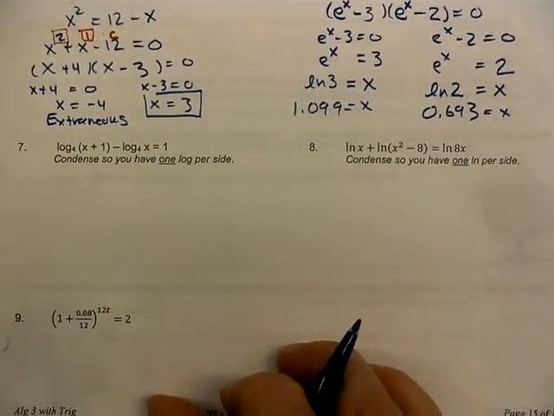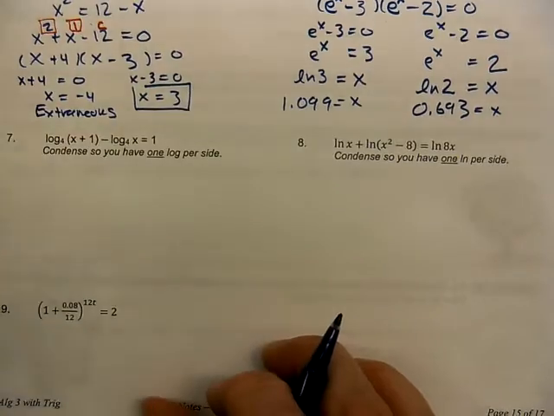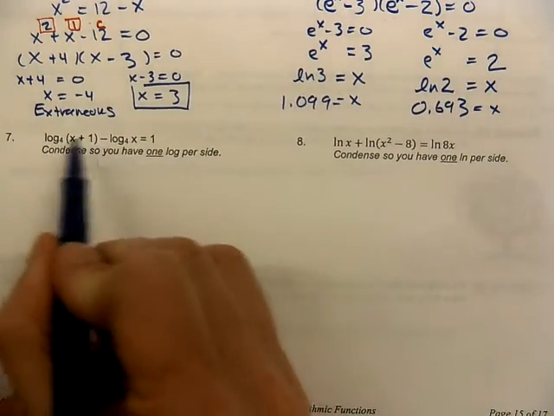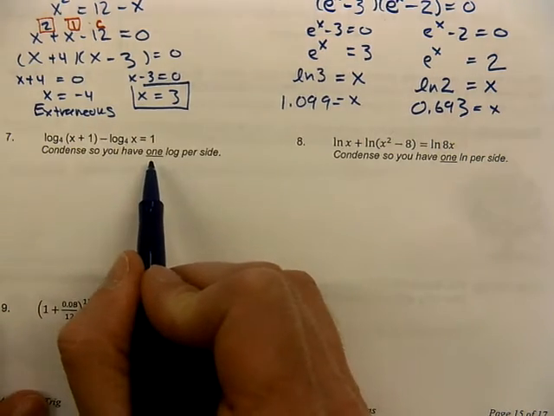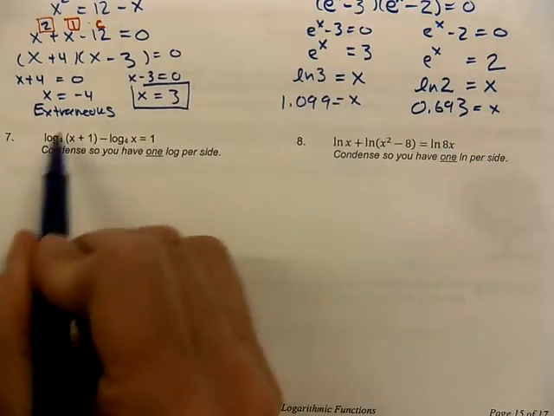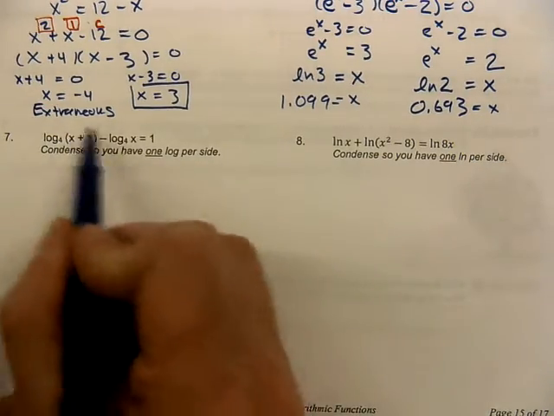Numbers 7 and 8 are similar in their first step. You can see the note right there. You have to condense. If you have multiple logarithms on the same side, you can't work with that. You can only have one logarithm per side. So that's why we're going to condense those down into a single logarithm.